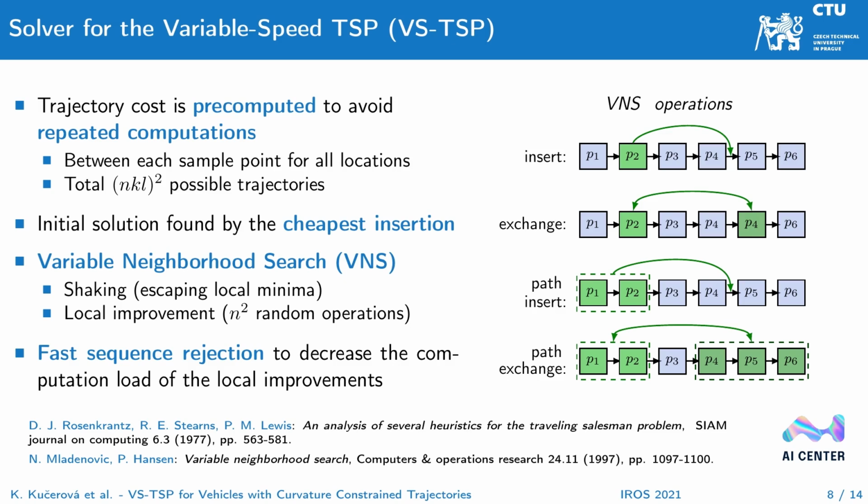The initial solution is found by the cheapest insertion. Three locations are randomly selected at first that form a sequence, and the rest of the locations are iteratively inserted into the sequence using the cheapest insertion strategy. The solver examines all sample combinations when inserting the location to ensure that the vehicle constraints are fulfilled.